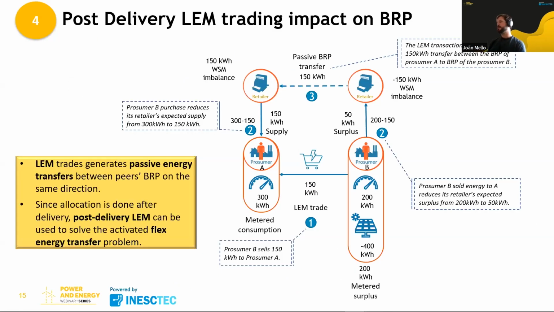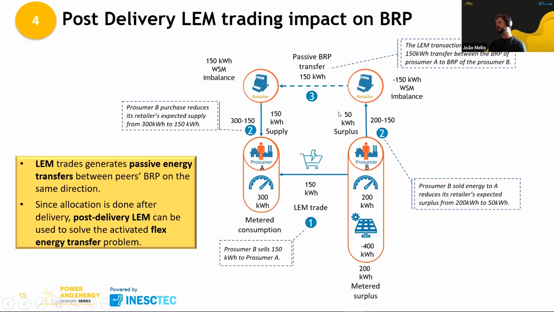So in this case, we're assuming there is a post-delivery local energy market, and by definition, the post-delivery local energy market is a market where prosumer B and prosumer A may transfer energy after the delivery. So there is no way the retailer knows about this transfer when the retailer is buying this energy on the wholesale market. So basically, what the retailer is going to do is predict how much the prosumer B is going to consume. So it expects that the prosumer B is going to have a surplus of 200 kilowatts, because in this case, we suppose that prosumer B is generating 400 and consuming 200. So this retailer sold at the wholesale market 200 kilowatts. However, prosumer B sold 150 kilowatts to prosumer A. So in fact, its surplus was 50 kilowatts, and this generated an imbalance of minus 150 kilowatts for its retailer.